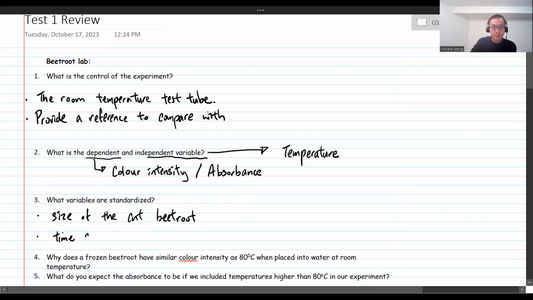Time. Excuse me, sir. Yep. Oh, it's the size of the what? Of the cut beetroot. Yeah. Thank you, sir.